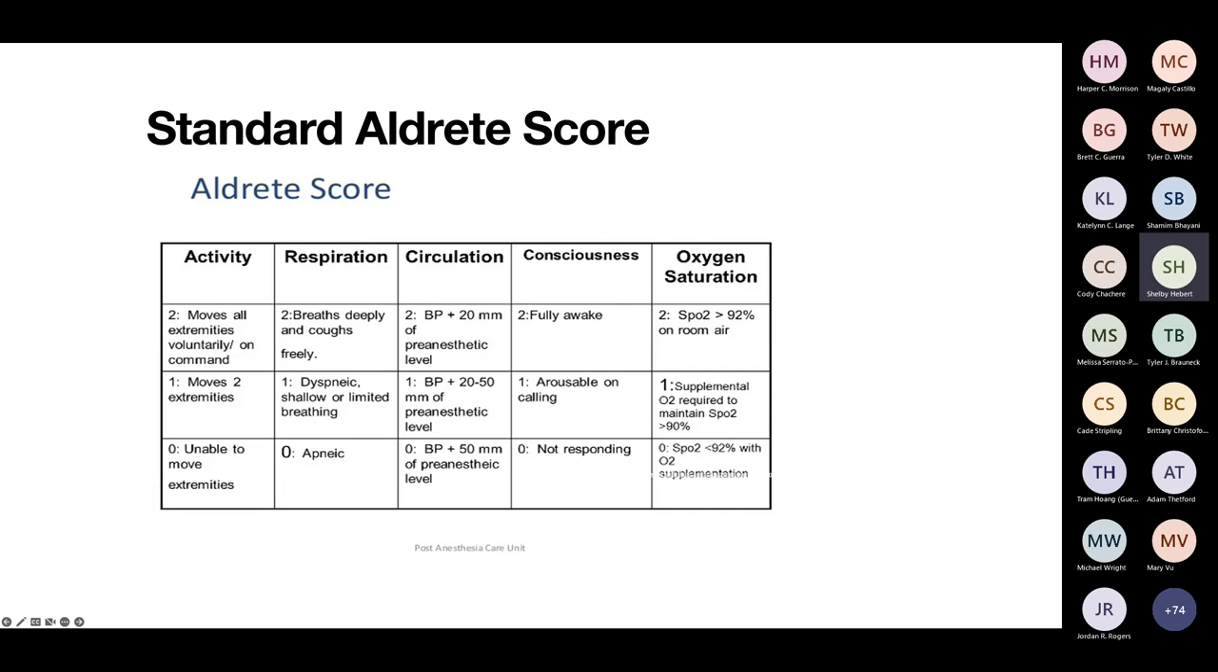Circulation, is their blood pressure within 20 millimeters of mercury of pre-anesthetic level? Note that this is actual value, not percentage. Circulation within 20 to 50 millimeters, and then finally, is it outside of 50? Mental state, are they fully awake? Do you have to wake them up to talk to them? And then finally, are they unresponsive?